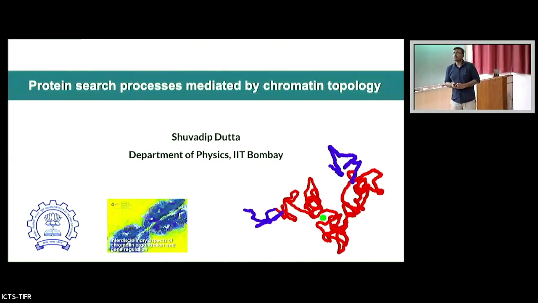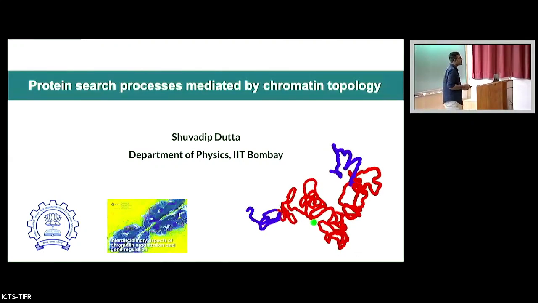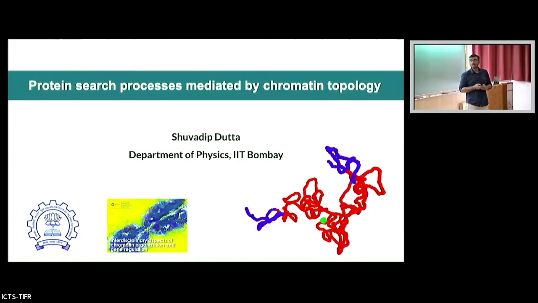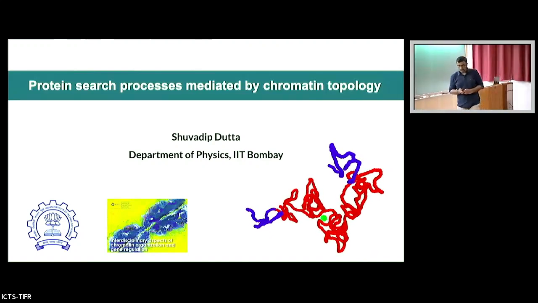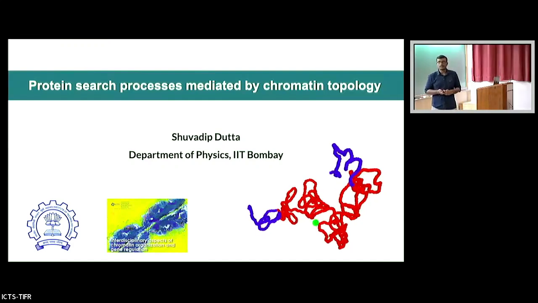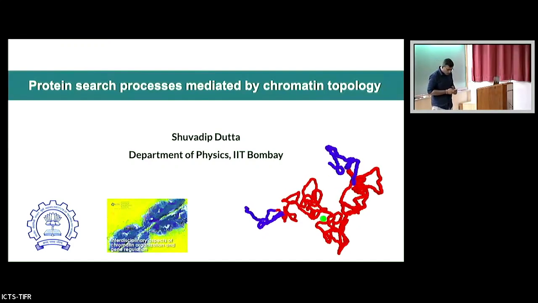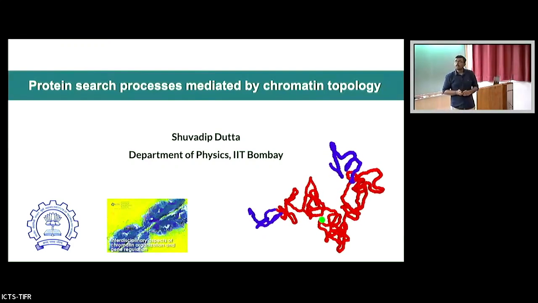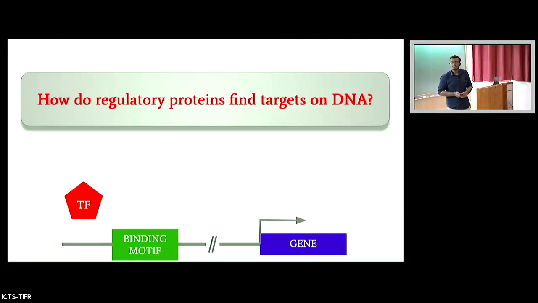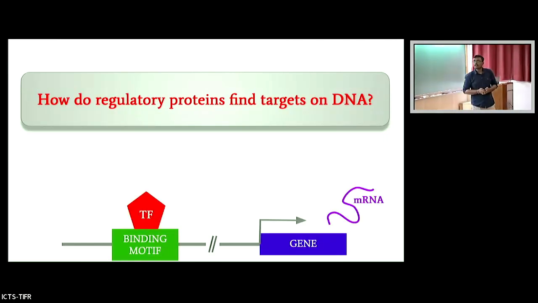Today I will talk about the protein search process, how a protein searches for the target site and does its functional job inside the nucleus. If I think about this process, a very simple picture is that a protein wants to find one target, binds to the target, and the gene is expressed, giving rise to mRNA expression. This is the most simplistic picture we can think about.